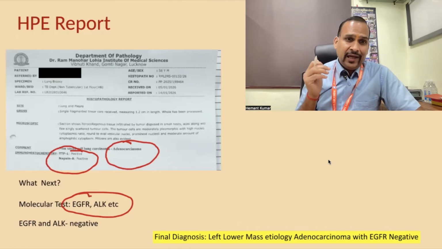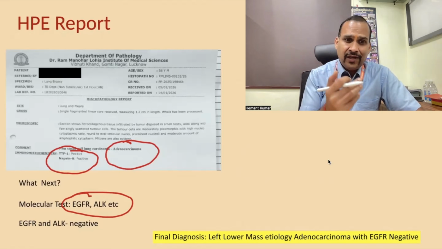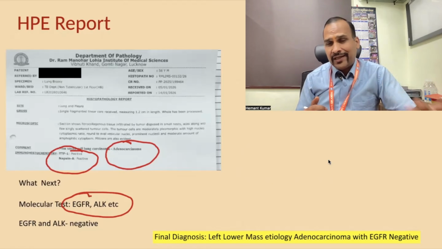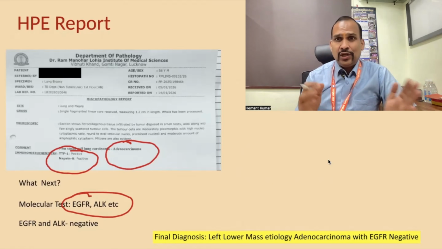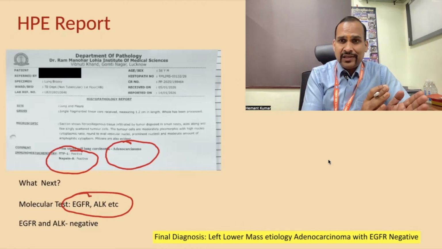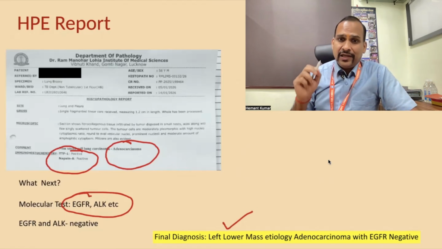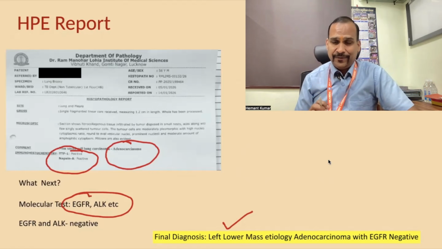Okay, and unfortunately in this patient, EGFR and ALK both were negative. So we cannot give targeted therapy. Okay. So now the final diagnosis in this patient is left lower lobe lung mass, etiology is adenocarcinoma with EGFR negative.